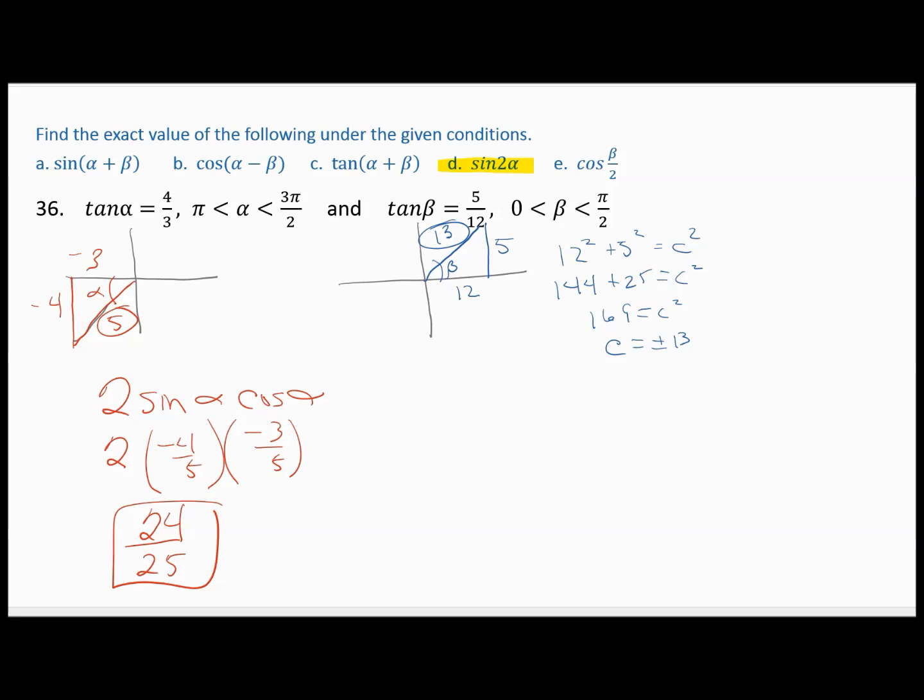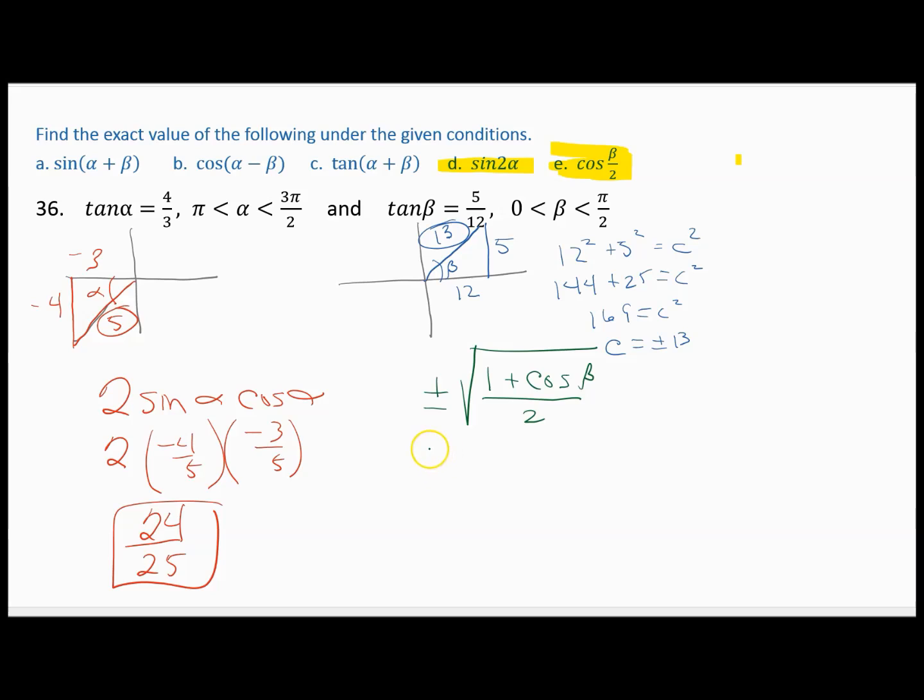Okay, the next thing I want to do is the last problem on this page. We're going to evaluate the cosine of beta over 2. So I need a formula for that. You can look that up. That's plus or minus the square root of (1 plus the cosine of beta) all divided by 2. And just make sure, double check that's right.